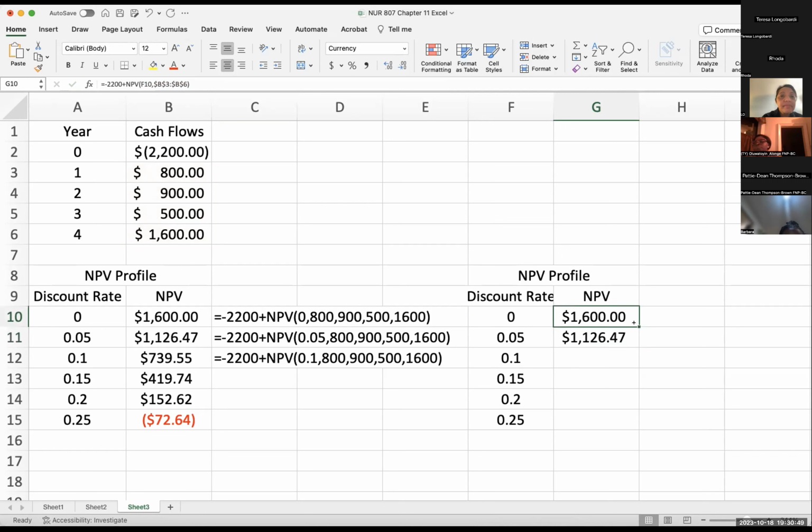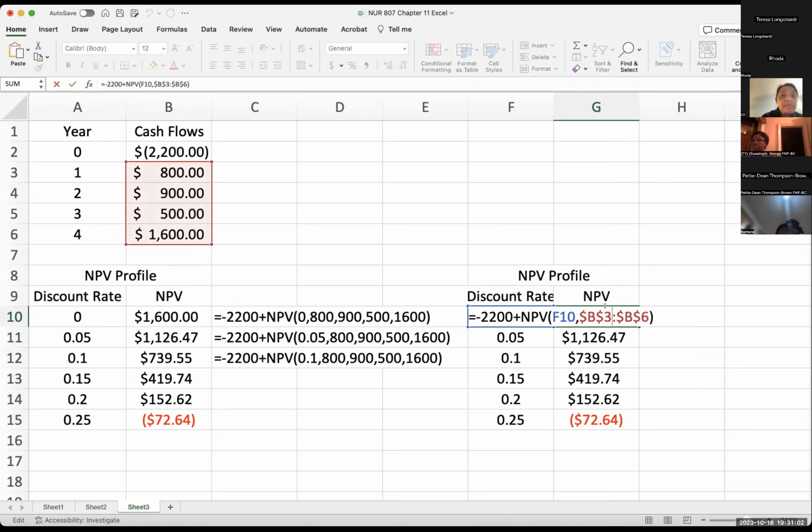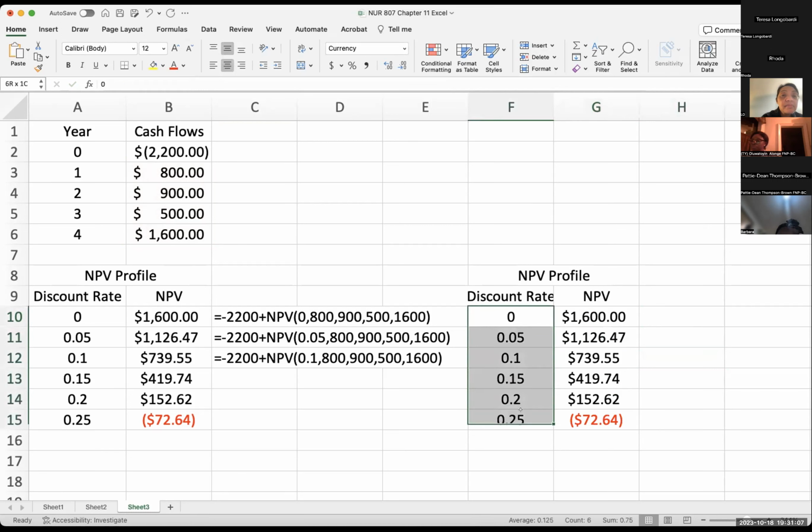I double click this little cross and it goes all the way down. I'll do it again, all the way down. That's really how you're supposed to use Excel. You reference the cells in this column. But if you don't want to do that, you can just do it formula by formula all the way down. So let me put the formulas down so everybody can see them.